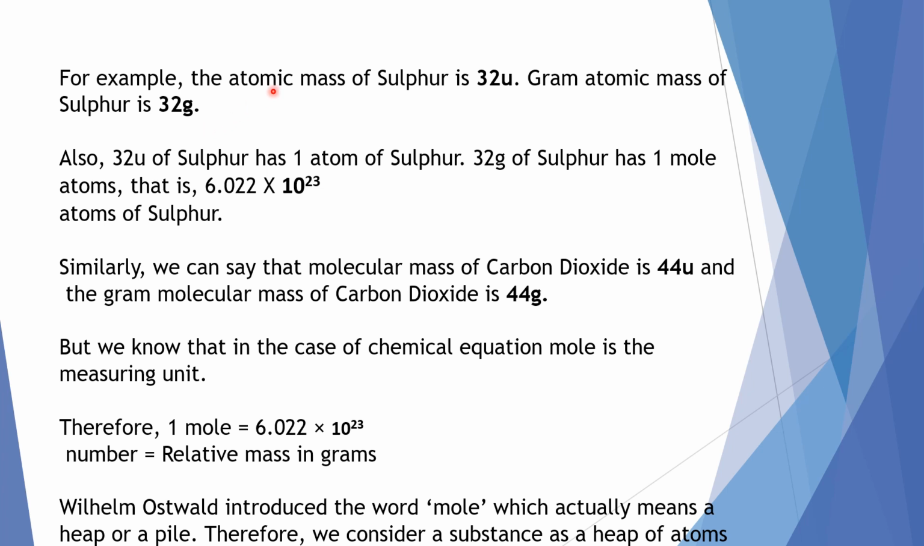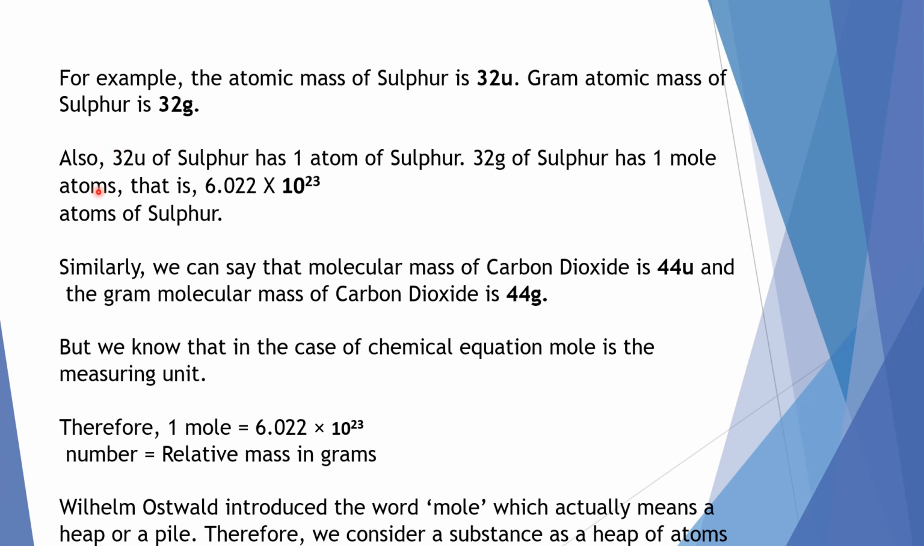Got it, children? So the atomic mass of sulfur is 32 U, but the gram atomic mass of sulfur is 32 gram. In the same way, the atomic mass of oxygen is 16 U, and the gram atomic mass of oxygen is 16 gram. Okay, that is the difference.